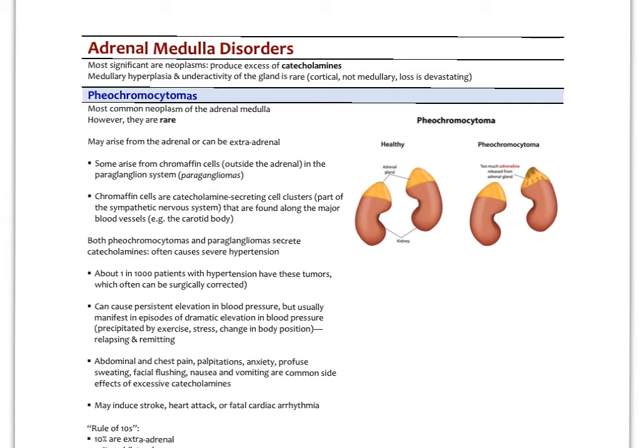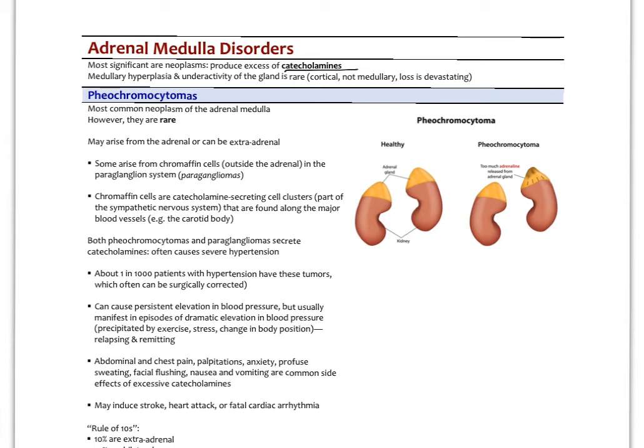Finally, I wanted to say a few things about adrenal medulla disorders. Again, we usually think of the adrenal cortex as being the primary source of adrenal pathology, but we can have a disorder of the medulla, and they're going to primarily produce an excess of catecholamines. That's going to be the most typical presentation of adrenal medullary disorders. Medullary hyperplasia and underactivity, where we get less secretion, is going to be pretty rare. So typically we don't talk about those clinically, and usually it's the cortical insufficiency that we're going to be more concerned about in the clinic.